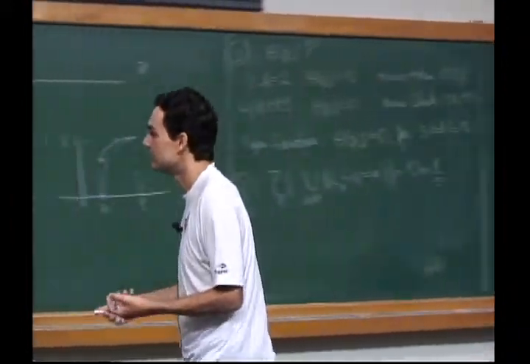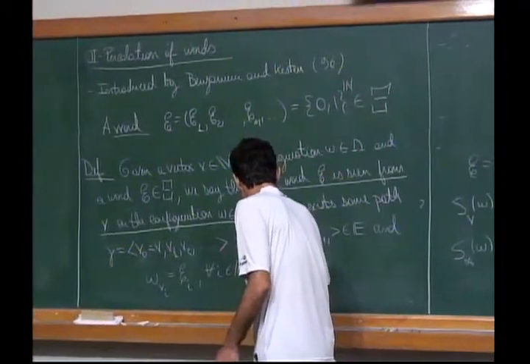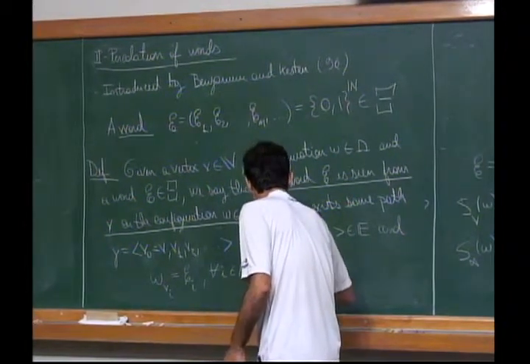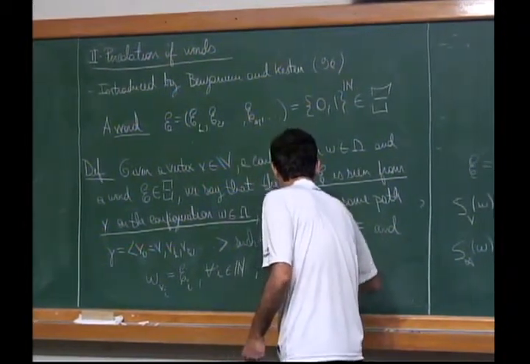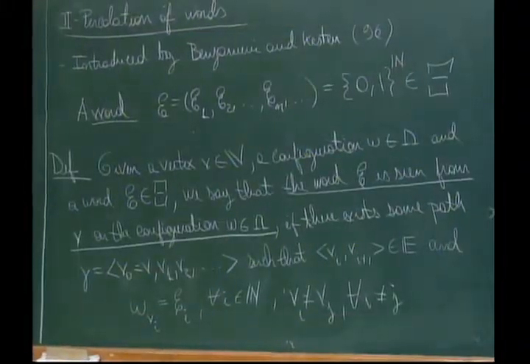Sure, sure. Thank you. And this path should be self-avoiding: v_i is different from v_j for any i different from j. Thank you.